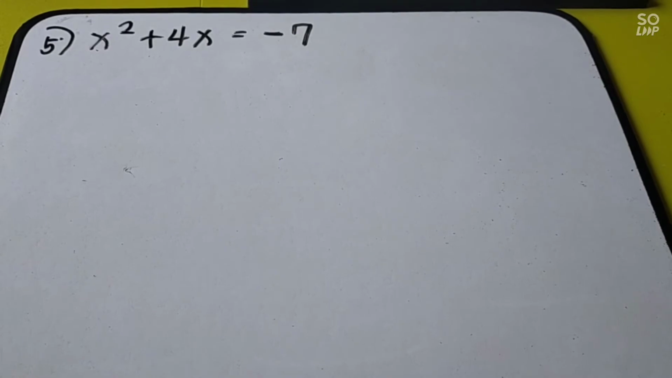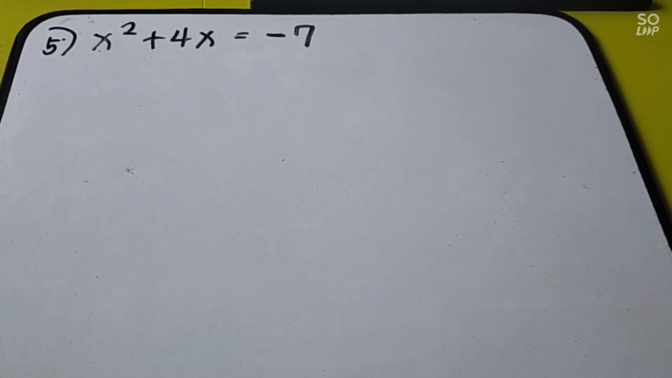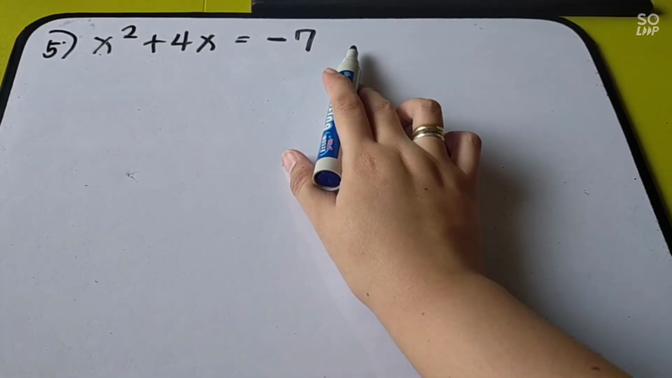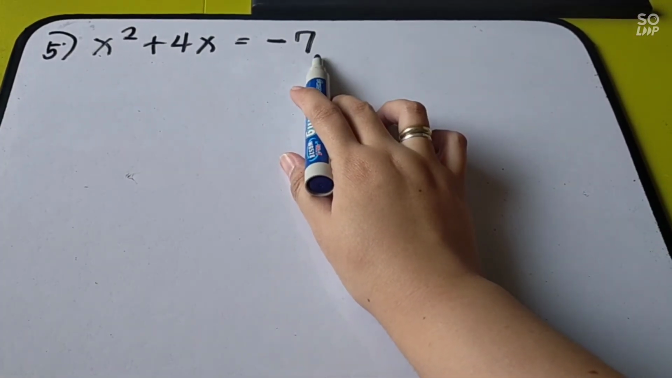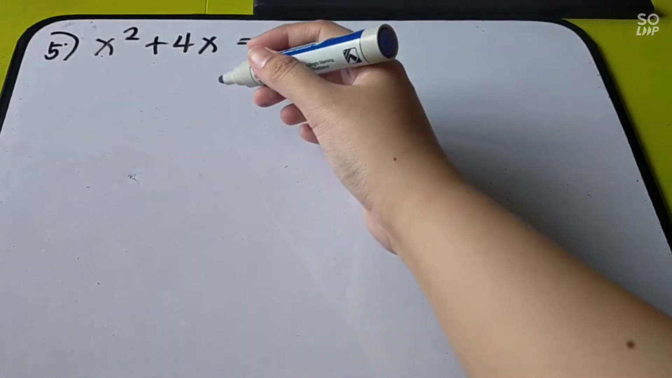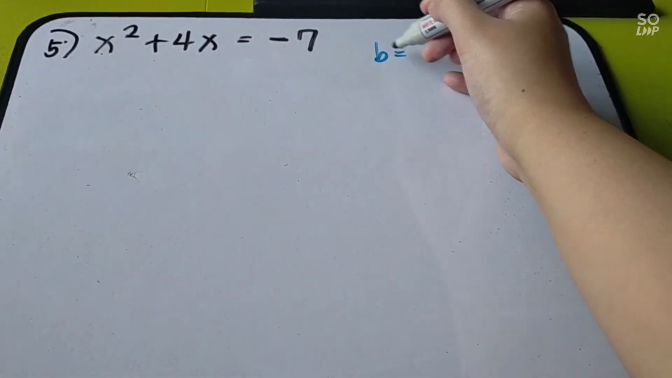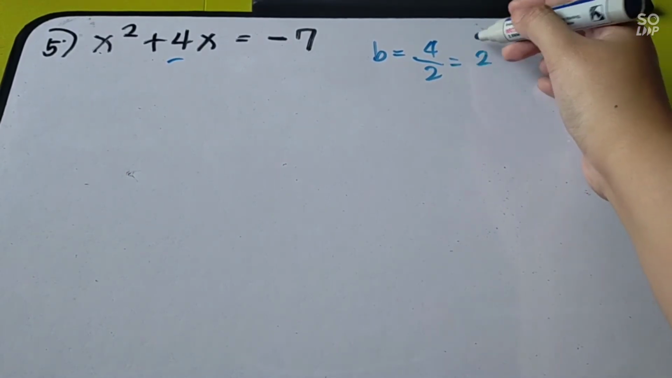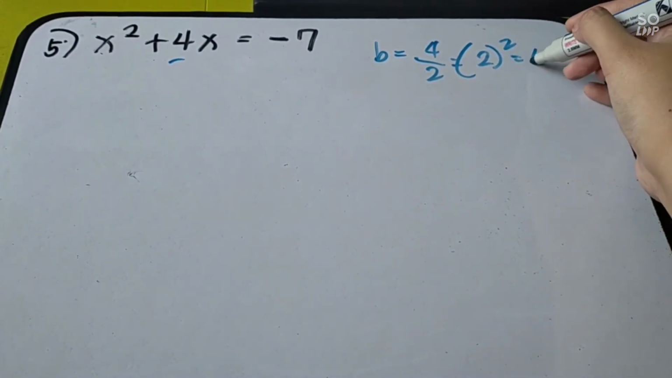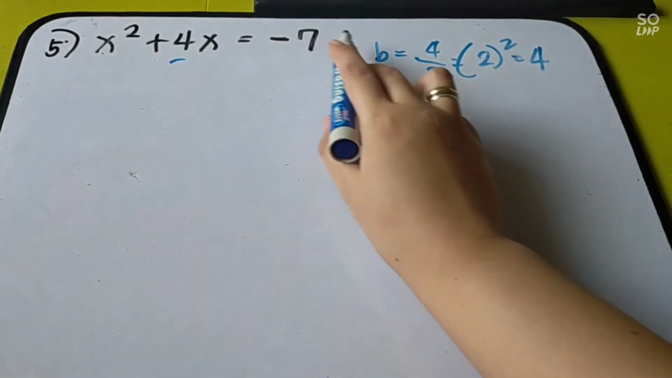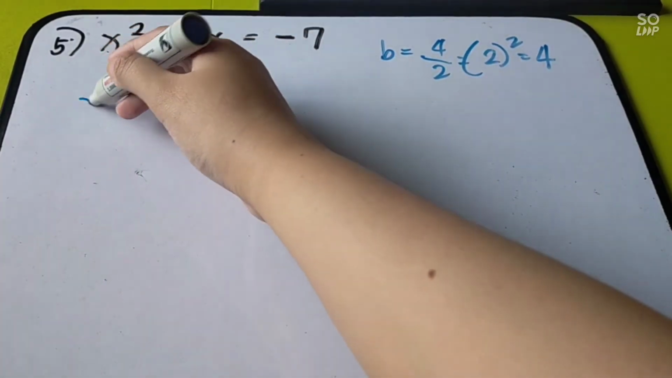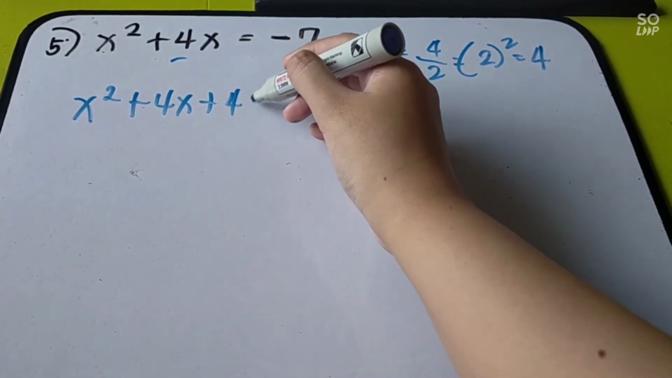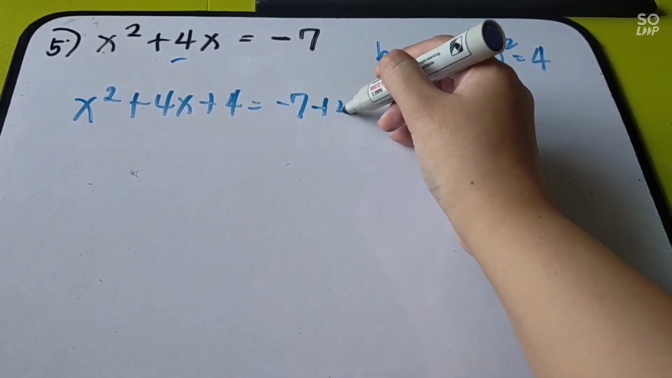Number 5. X squared plus 4x is equals to negative 7. So, in this case, nandun na sa kabilang side si constant term. Kaya, kunin na natin si b. So, ang b natin, we have here 4. 4 divided by 2, that is 2 squared is equals to 4. We are going to add plus 4 here and to the other side. So, we have here x squared plus 4x plus 4 is equal to negative 7 plus 4.